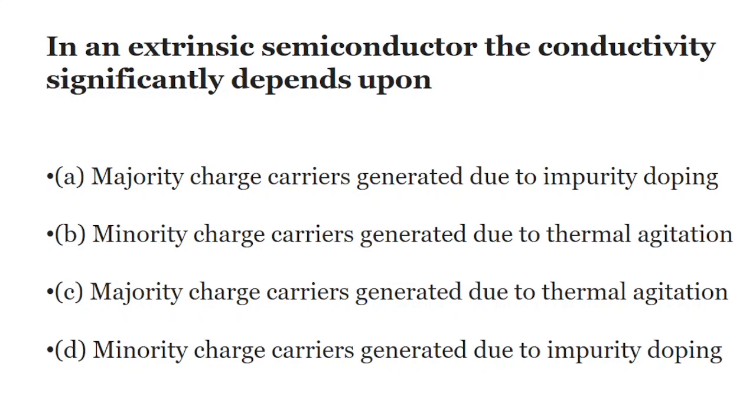In an extrinsic semiconductor, the conductivity significantly depends upon: majority charge carriers generated due to the impurity doping, minority charge carriers generated due to the thermal agitation, majority charge carriers generated due to the thermal agitation, minority charge carriers generated due to the impurity doping. So conductivity depends upon majority charge carriers generated due to impurity added. Mainly impurity से ही हम अच्छा एक कंडक्टर सेमीकंडक्टर बना सकते हैं.